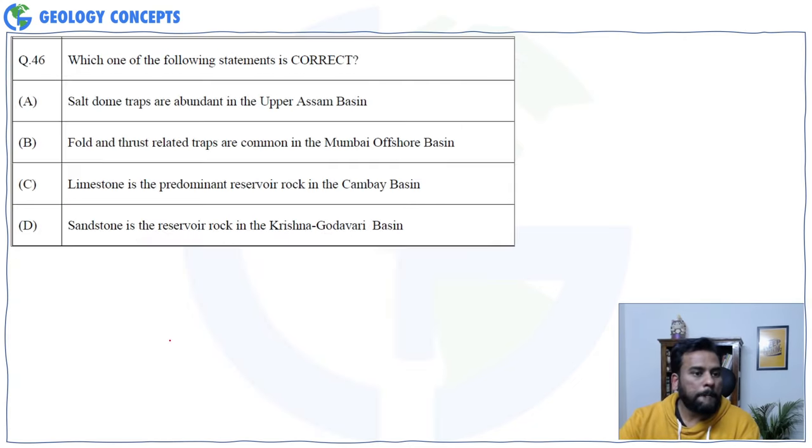Okay, which of the following statements is correct? Salt dome traps are abundant in upper Assam basin. This is wrong. Fold and thrust related traps are common in Mumbai offshore. No, this is wrong. Limestone is the predominant reservoir in the Kutch basin. It is there, but it is not predominant. Sandstone is the reservoir rock in Krishna Godavari basin. This is correct. In Krishna Godavari basin, sandstone is the reservoir rock.